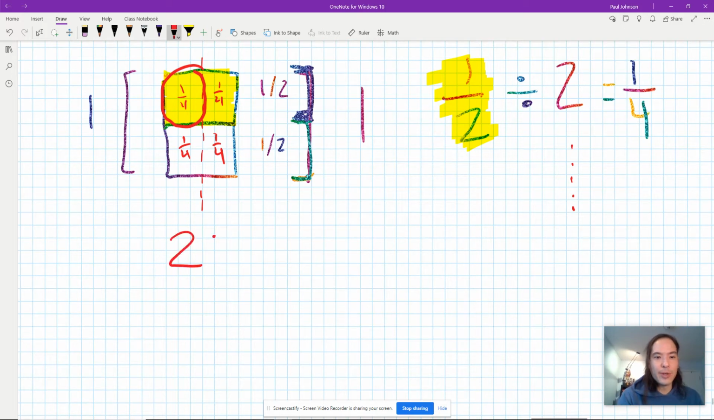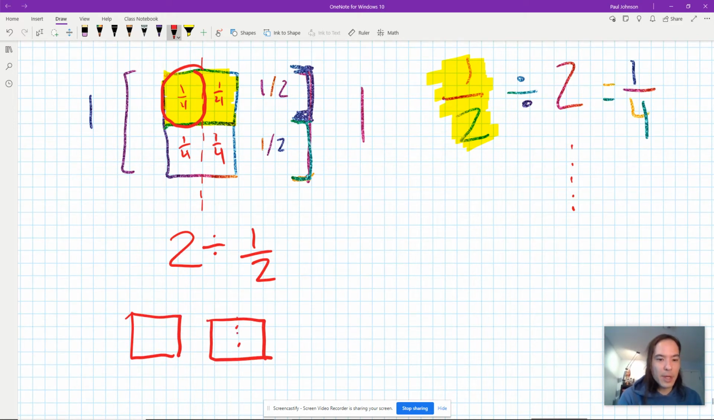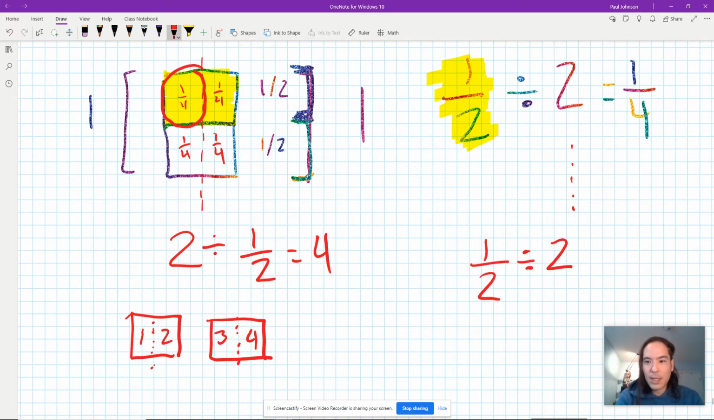So if I did 2 divided into half-size pieces, that would be you take two whole things and you cut them into half-size pieces, which gives you 1, 2, 3, 4 things, right? So 2 divided into half-size pieces will give you 4 pieces. Now this one is 1/2 divided into two pieces. So what we're doing is we're taking that half and we're dividing it into two.